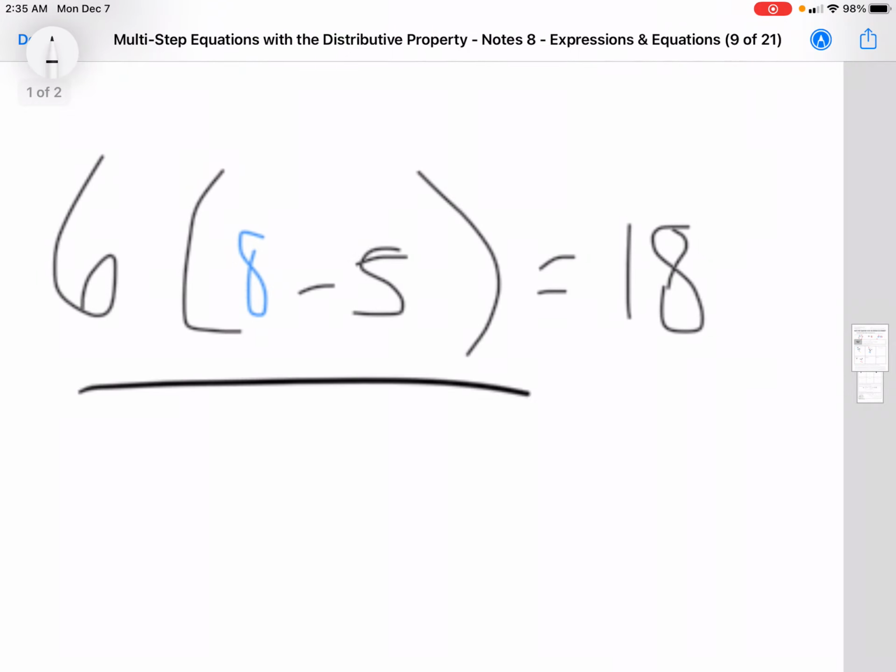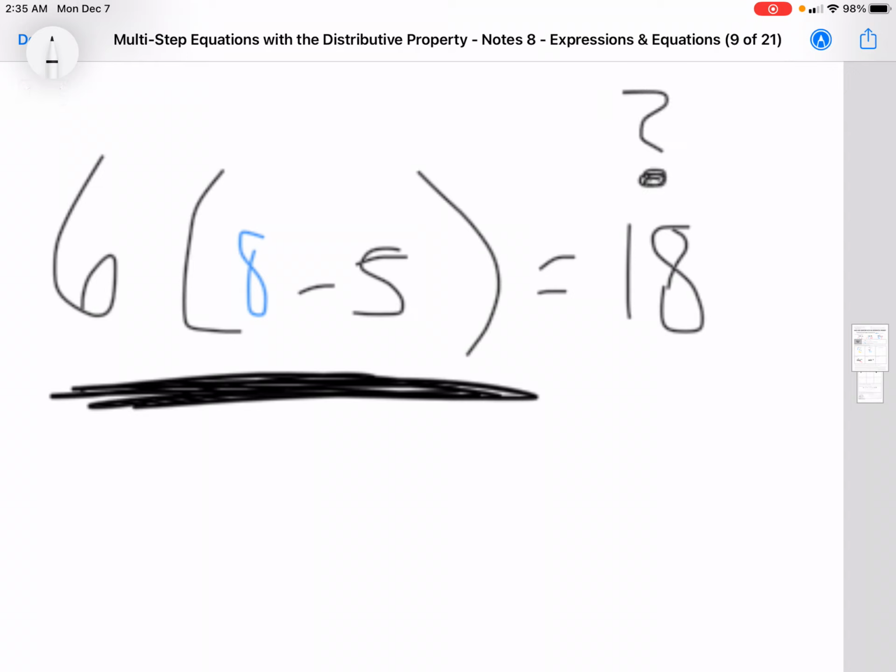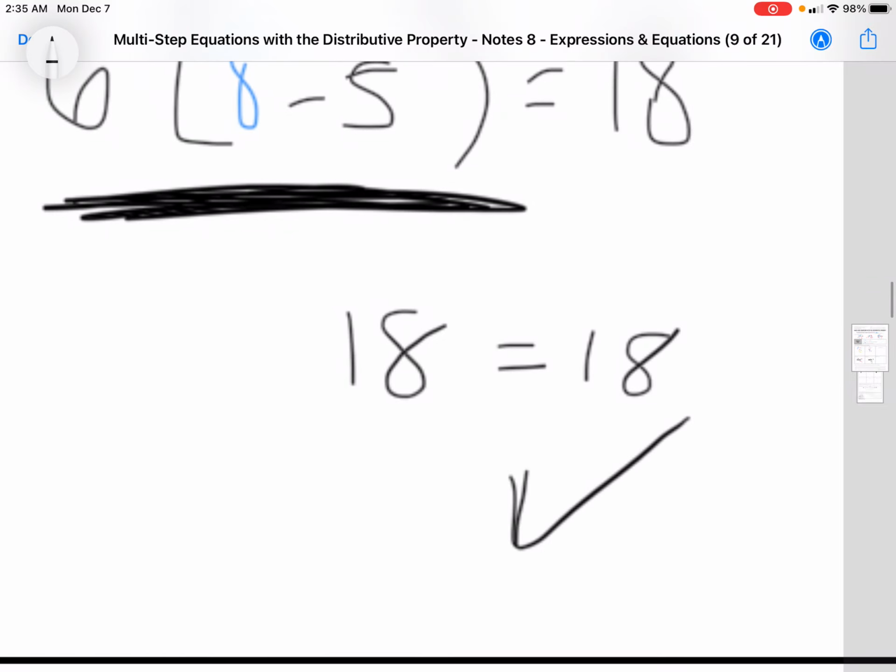All right, enter that part in your calculator. Does it equal 18? I'll go ahead and tell you it does. Okay, so it is check.